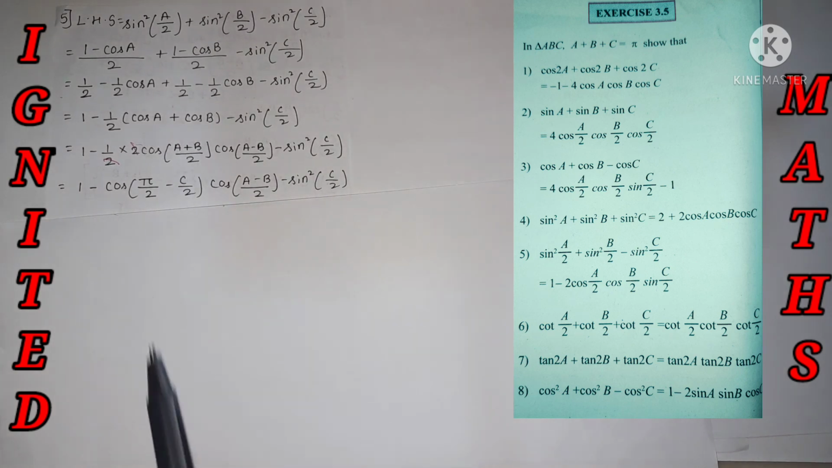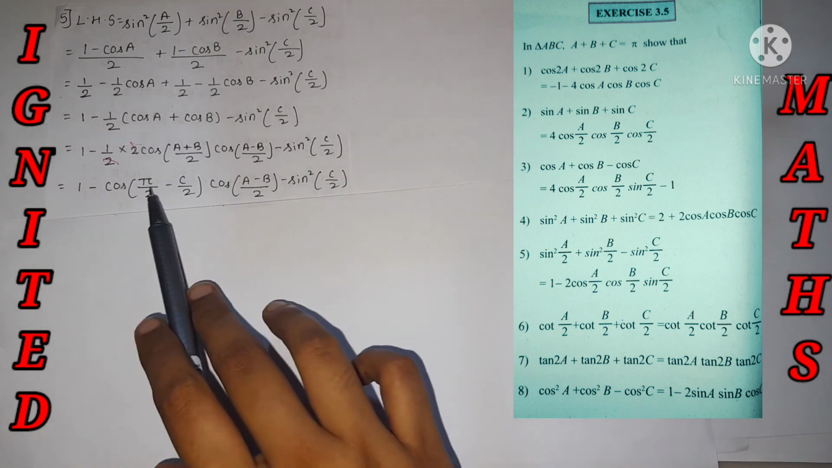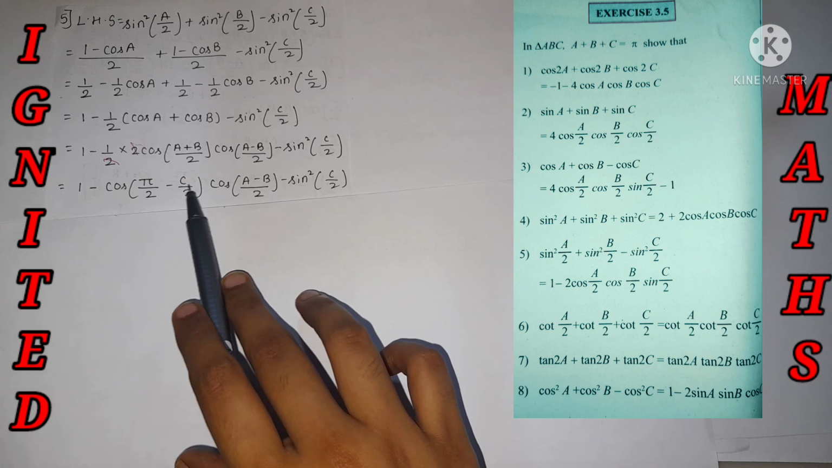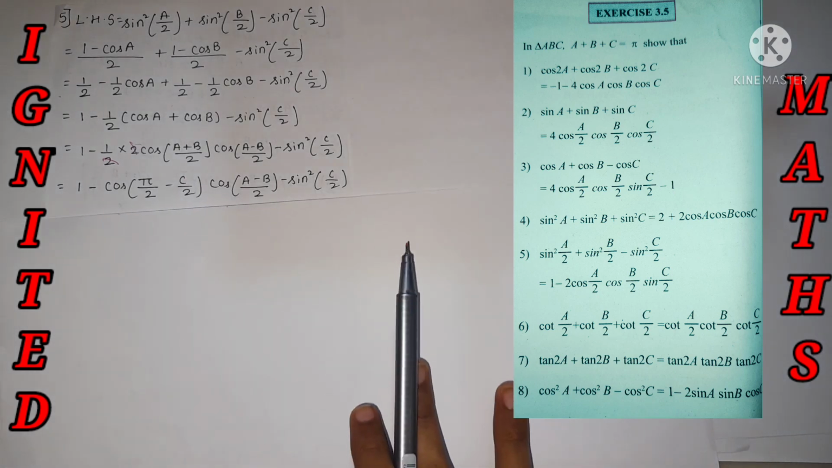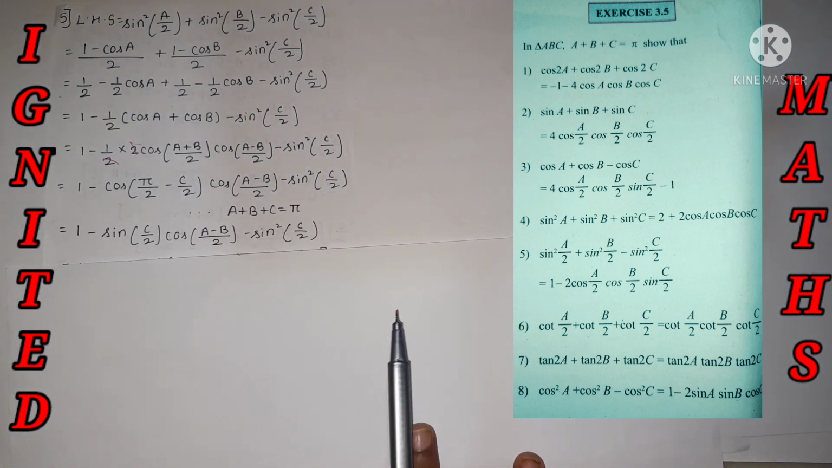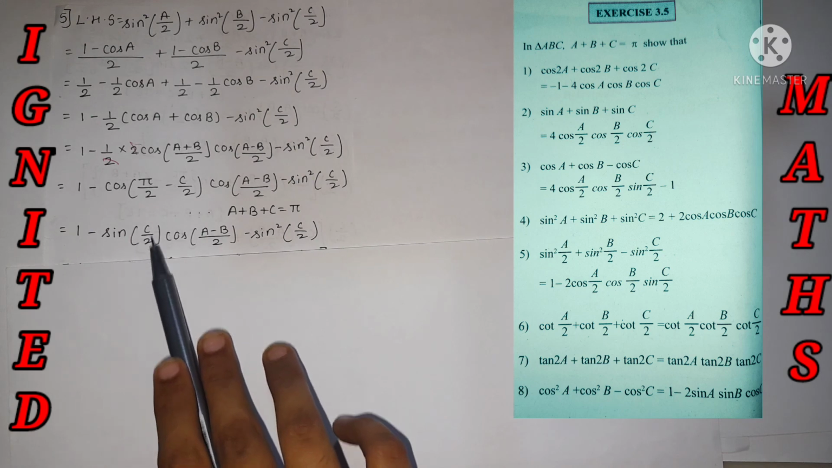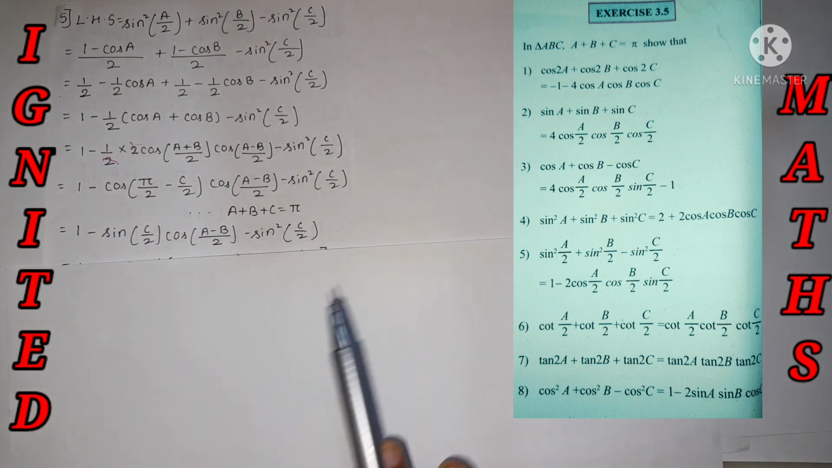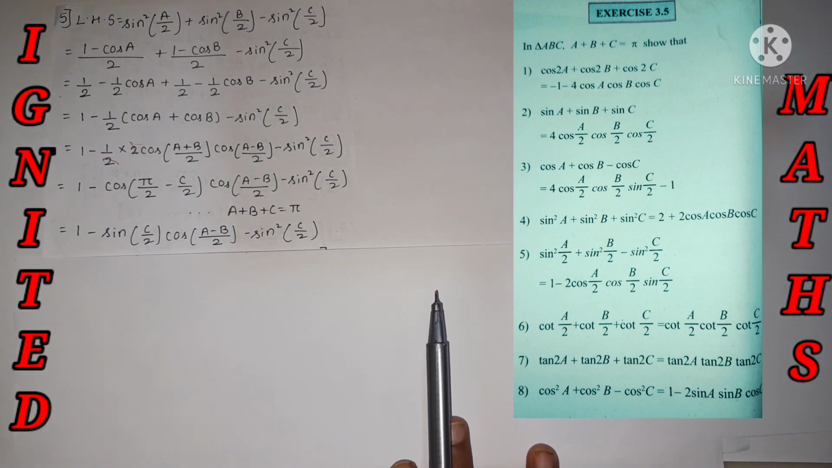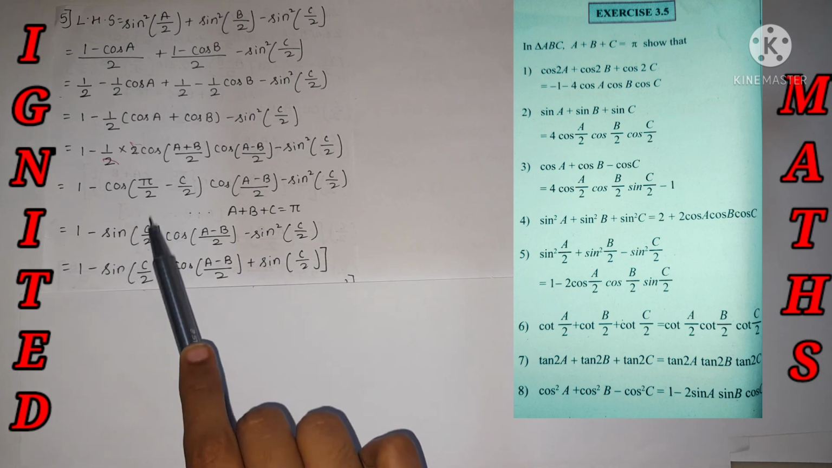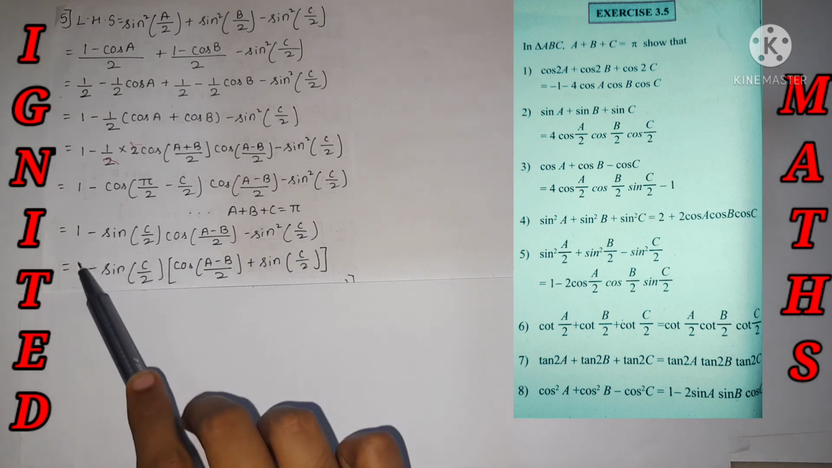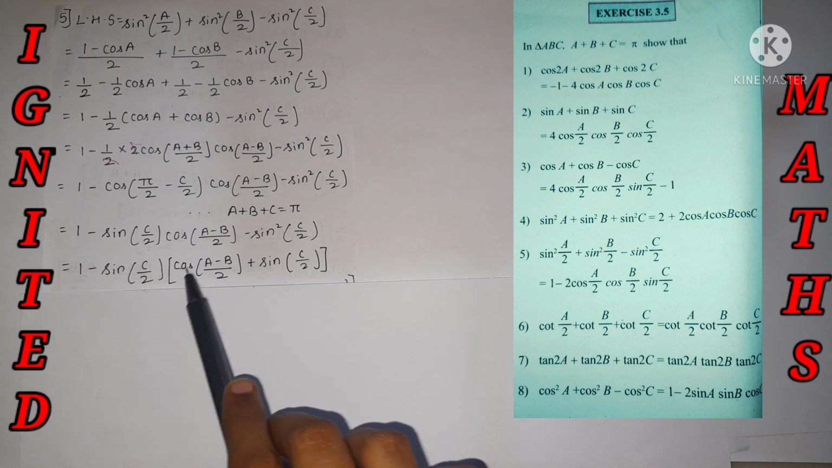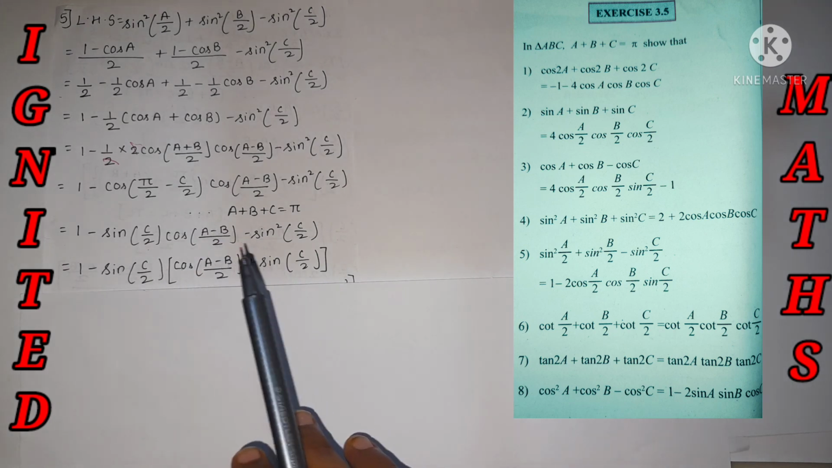Only for a plus b we can change it as pi by 2 minus c by 2. Cos pi by 2 minus theta, we have the formula, just put it in. It's nothing but sine c by 2 and the rest of the things are represented as before. Now let's take sine c by 2 as a common factor from this part and this part, and the remaining will be as before. So it's absolutely the same. I have represented it.